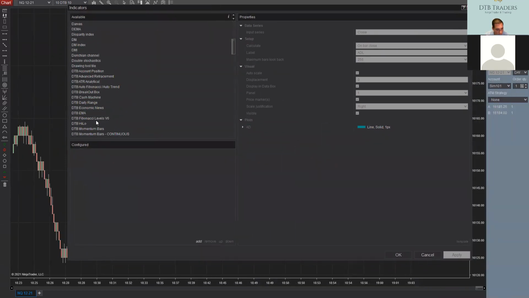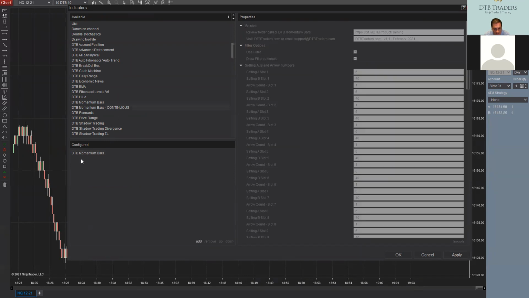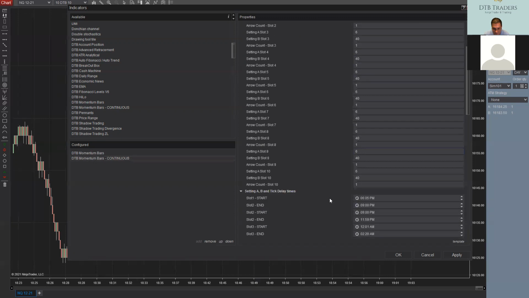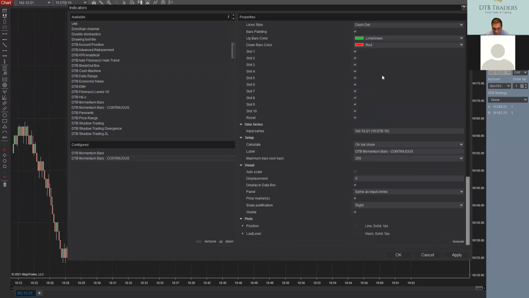All right, so momentum bars. As you would know, the momentum bars has a setting A and a B, and you're able to run the strategy it's associated with through the strategy analyzer and get optimized settings for a strategy. Now, the momentum bar continuous takes those same A and B settings but splits them up into different slots throughout the day. There are up to 10 slots that you can select, and each slot has a specific time. So you can optimize certain values of the day, and you can choose which slots you want to trade.